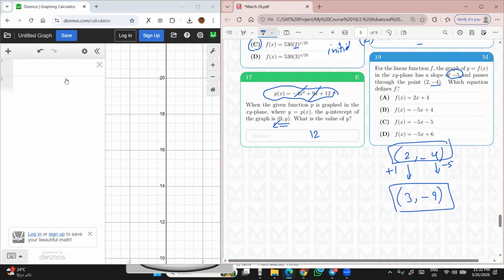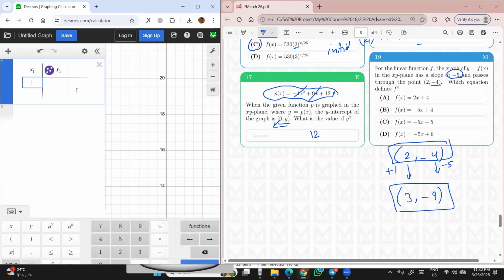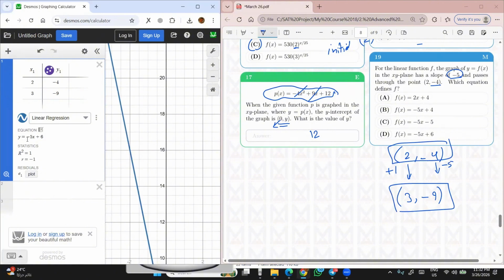Write these 2 points on Desmos, and then you get the equation, but just click on the table and write 2 and -4. And here we write 3 and -9. That's it. You get the equation ready for you. y is equal to -5x plus 6, which is letter D.